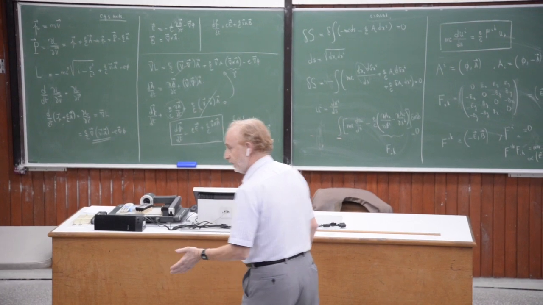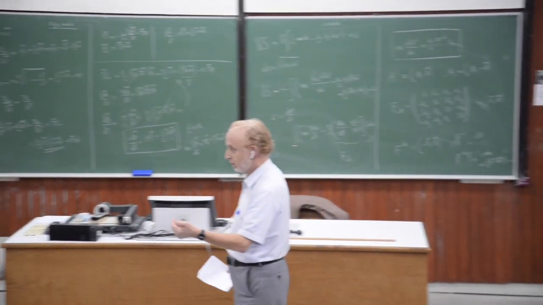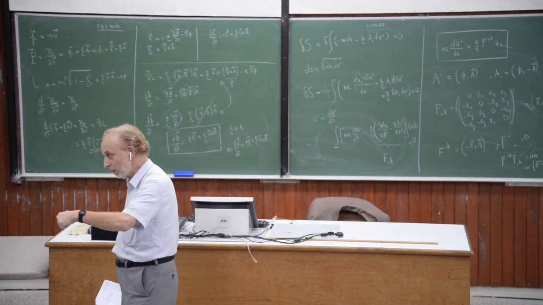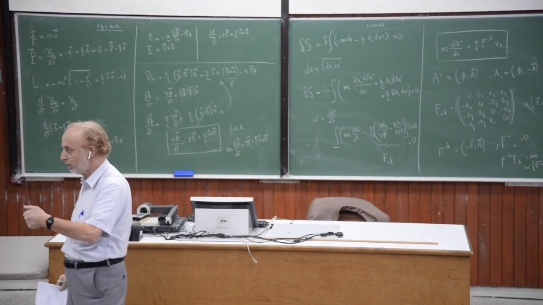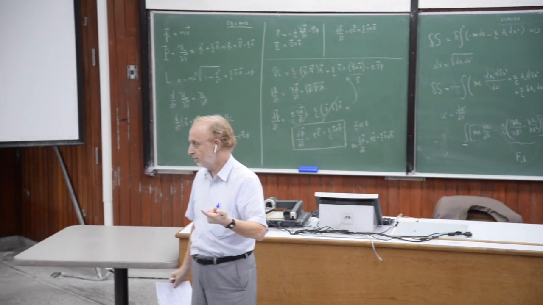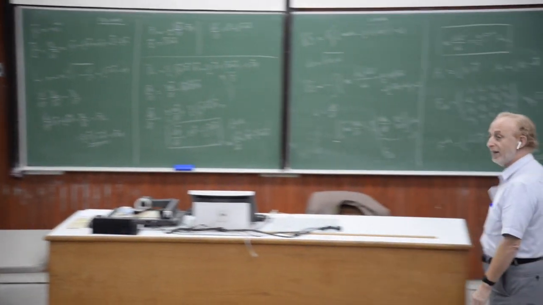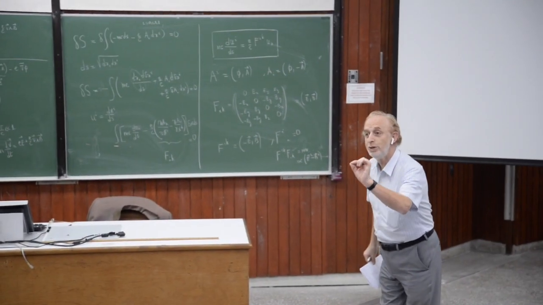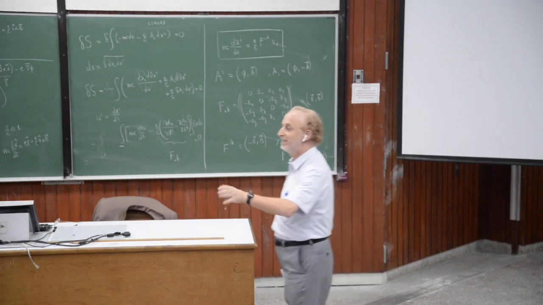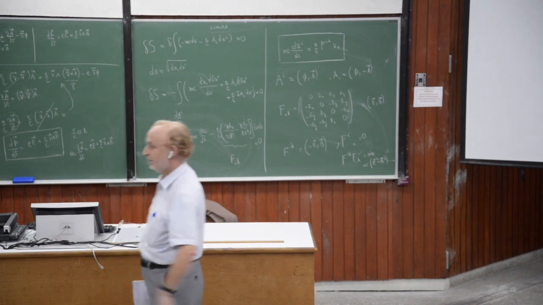Yeah, E is a polar vector, right? So E changes sign when it changes R into minus R. Okay, so E squared doesn't change. Same for B. B does not change sign when I change R into minus R. So neither does B squared. Okay? So both of them are true scalars. So this invariant is a true scalar. It's invariant under inversion, coordinate inversion. It's an invariant.